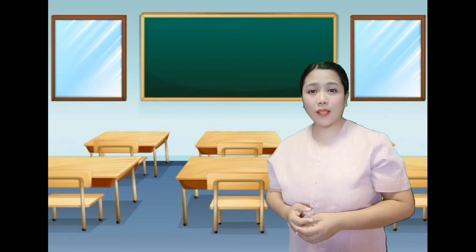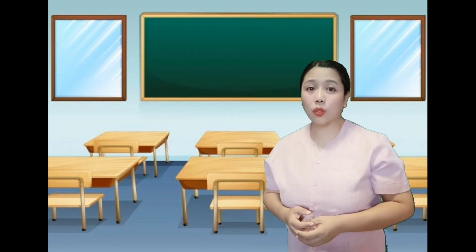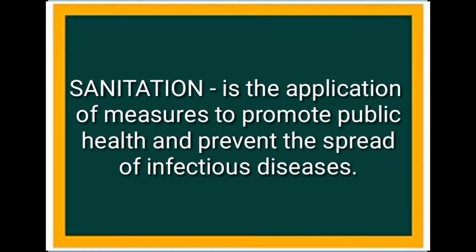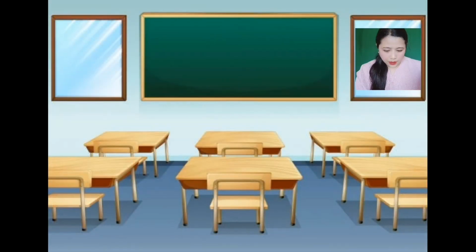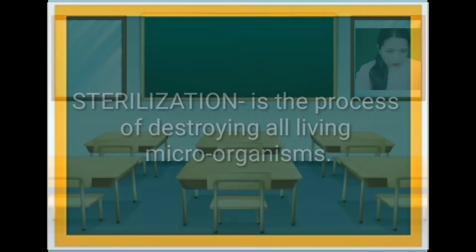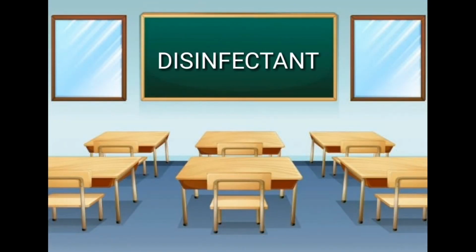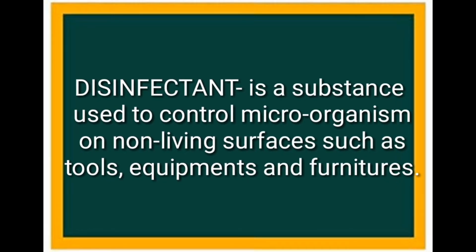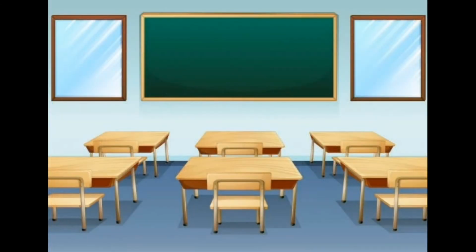Before we proceed to our lesson, let us define some important terms. Sanitation. Sanitation is the application of measures to promote public health and prevent the spread of infectious diseases. Sterilization. Sterilization is the process of destroying all living microorganisms. Disinfectant. Disinfectant is a substance used to control microorganisms on non-living surfaces such as tools, equipments, and furnitures.